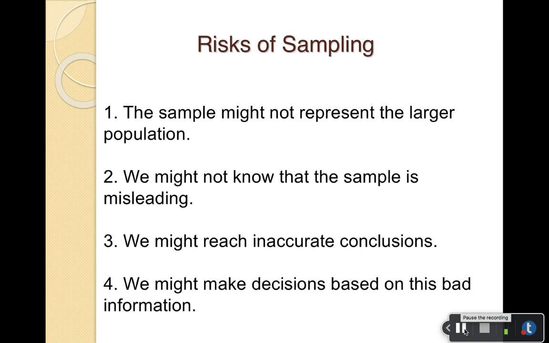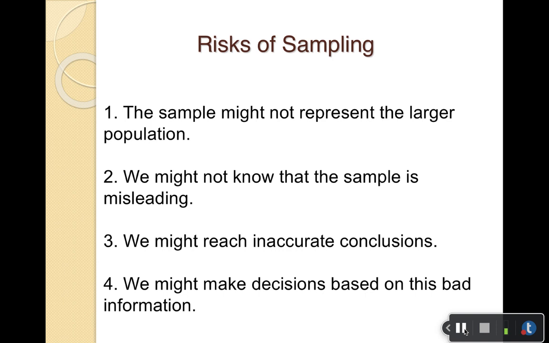So some risks that we have with our sampling methods is kind of this first one here. The sample might not represent the larger population. So in my Best of Omaha example, the subset of people voting in this contest might not represent everyone in the Omaha area. And a lot of times, to lead to the second point here, we might not even know that that sample is misleading.